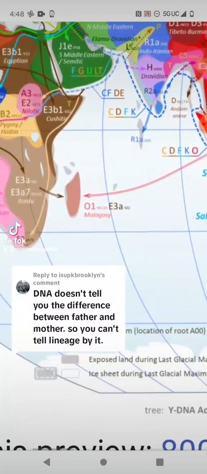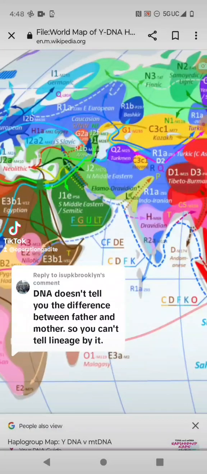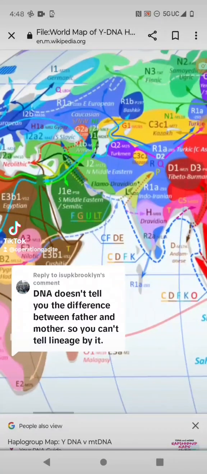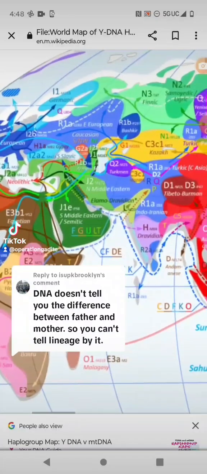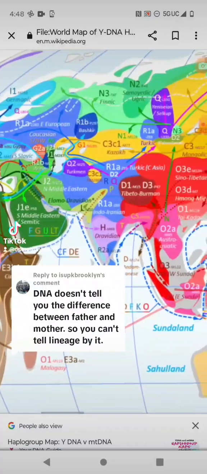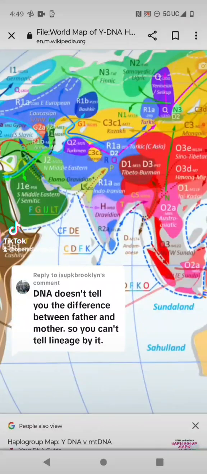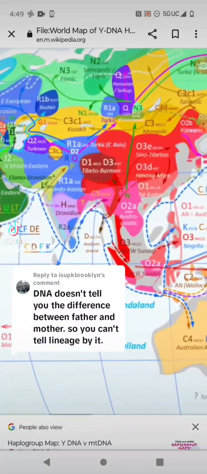Now remember how I talked about the mutation stuff and everything. So the G group is coming from this Georgia, Ukraine, Russia region right here, that G. Now you have G1 right here, but all those are the same thing, you know.